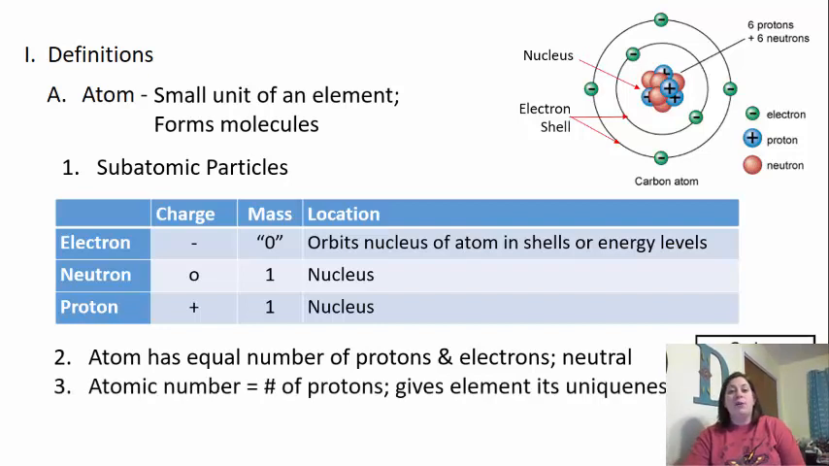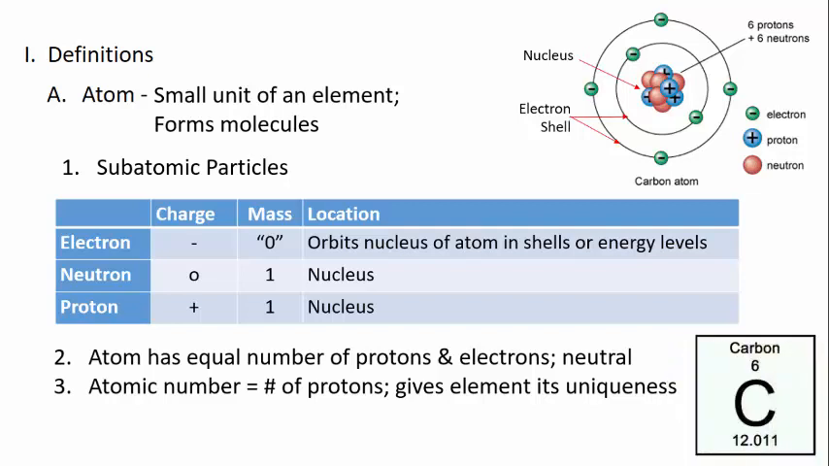The atomic number is also important when we're looking at the atom. This is the number of protons that the atom has. This gives the element its uniqueness. So if you look here in this particular example, this is showing you carbon off of the periodic table. You'll see that this 6 that's located here is the atomic number. This tells you that carbon has 6 protons in it.